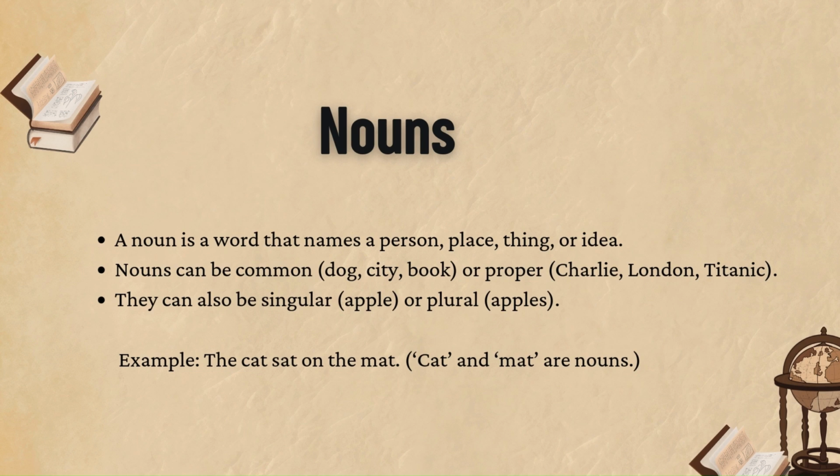First part is nouns. A noun is a word that names a person, place, thing, or idea. Nouns can be common: dog, city, book, or proper: Charlie, London, Titanic. They can also be singular: apple, or plural: apples. Example, the cat sat on the mat. Cat and mat are nouns.